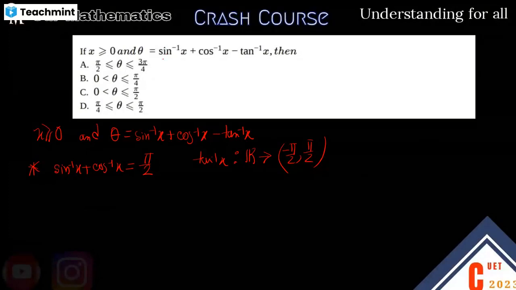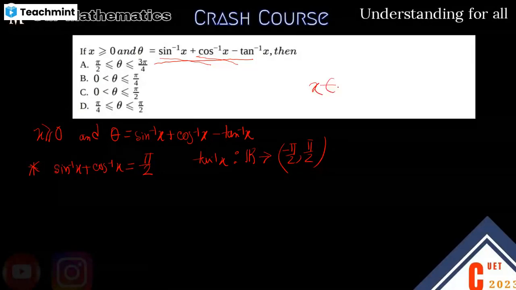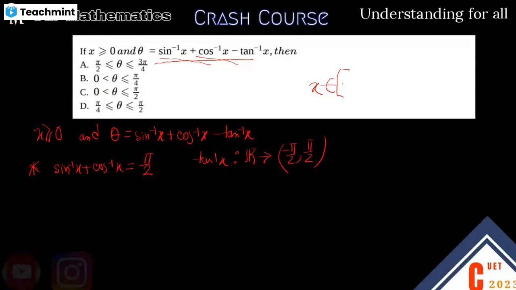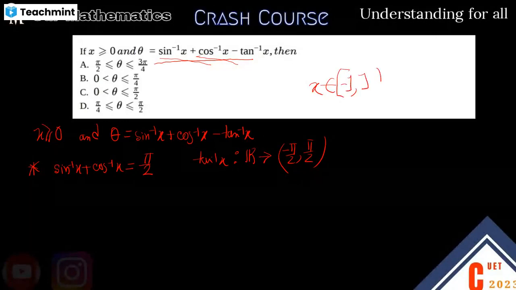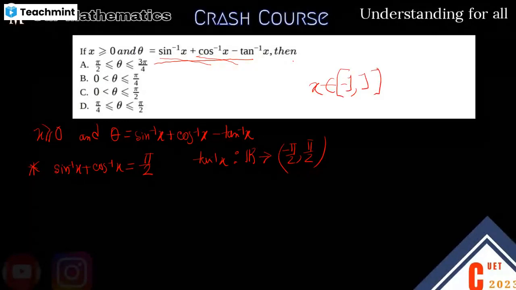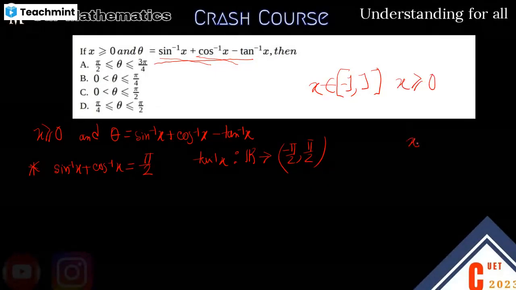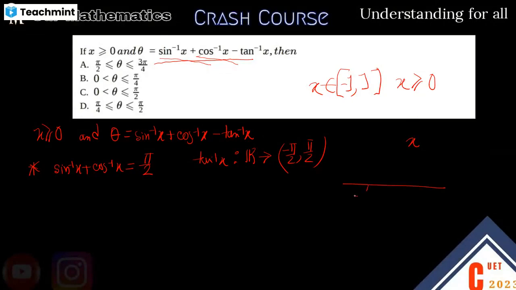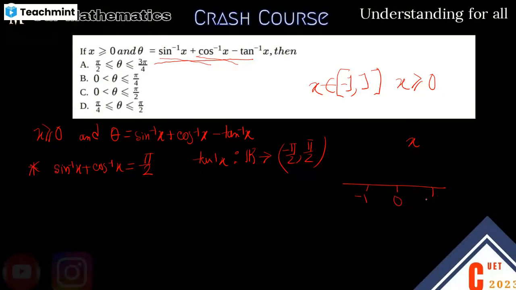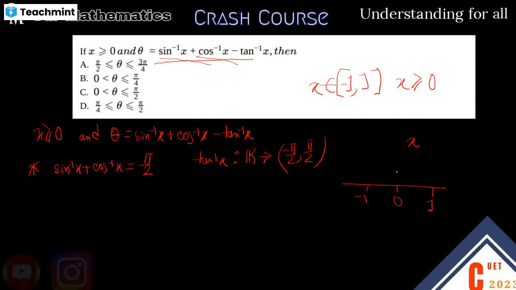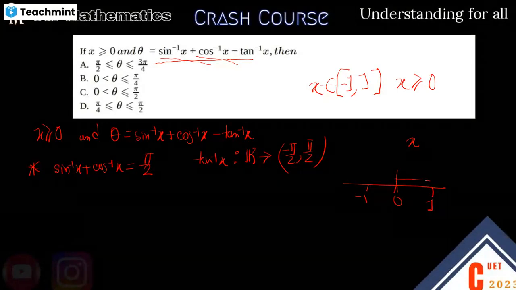Since sin inverse x and cos inverse x are both components of theta, x must be in the domain of sin inverse x and cos inverse x, that is x must belong to the closed interval minus 1 to 1. And what is given to us? We are given x is greater than or equal to 0. If this is a number line, somewhere here is -1, here is 0, here is 1. So x is greater than or equal to 0, our first condition says x is a positive number, right?